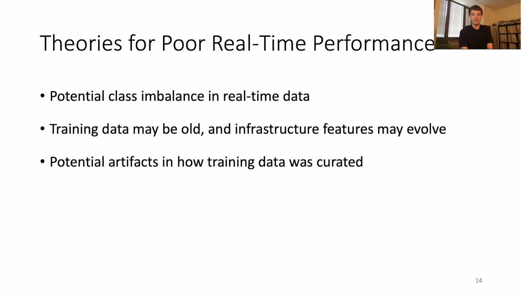Third, it may be the case that there are artifacts in how our training data was curated, which negatively impacts the performance on real-time data. For example, about 34% of the disinformation websites in our training data are active, whereas all the news websites are active. So there's a huge difference in terms of how many times we had to reconstruct features for disinformation websites that are no longer active and news websites.